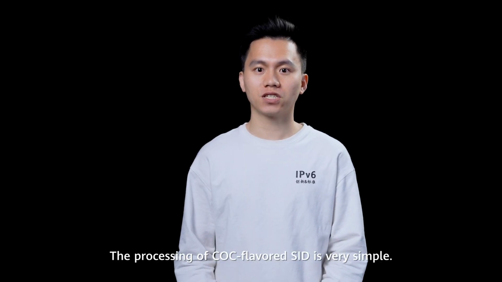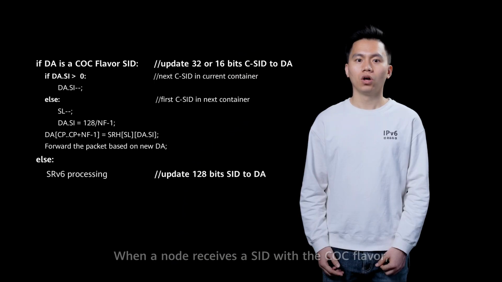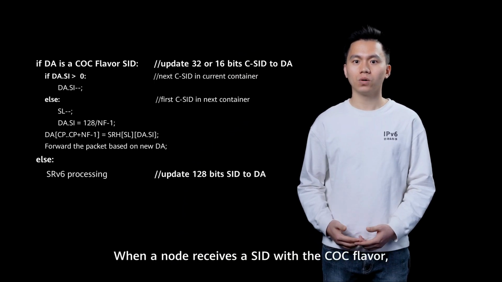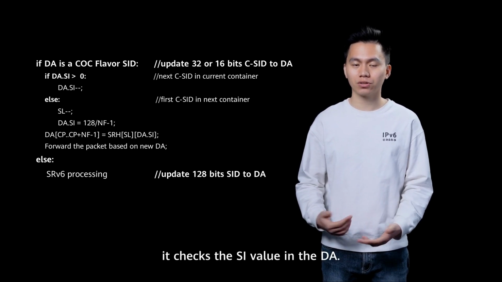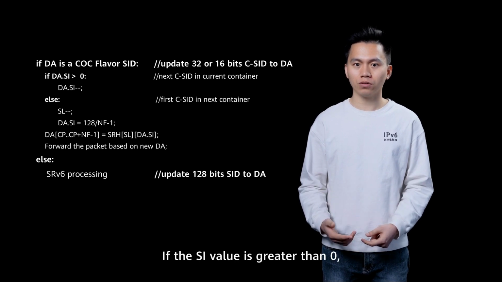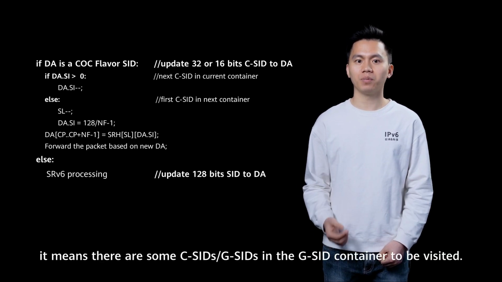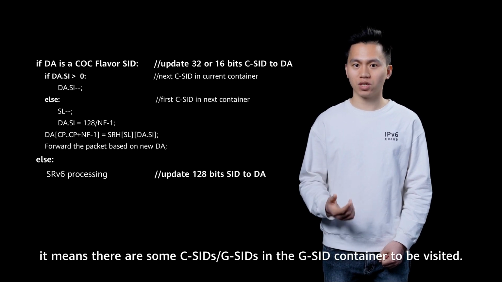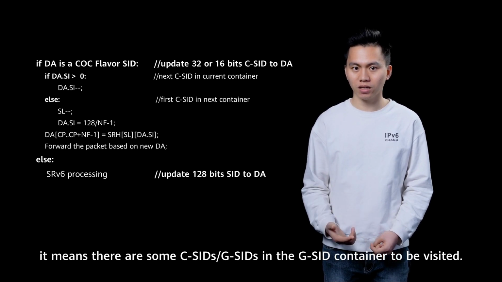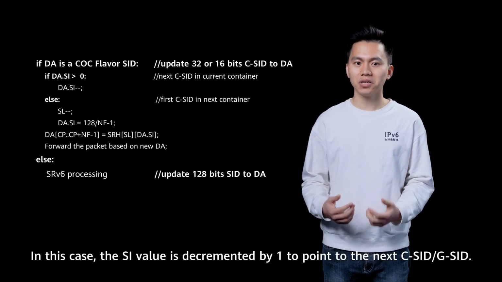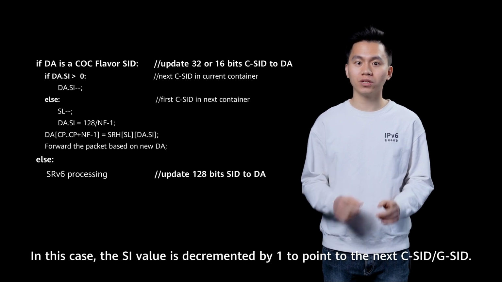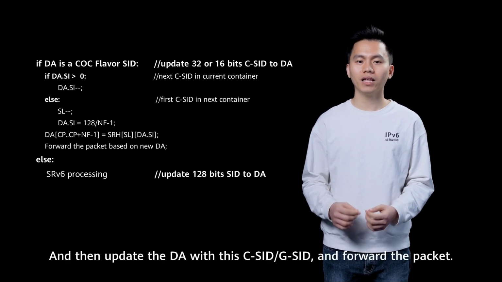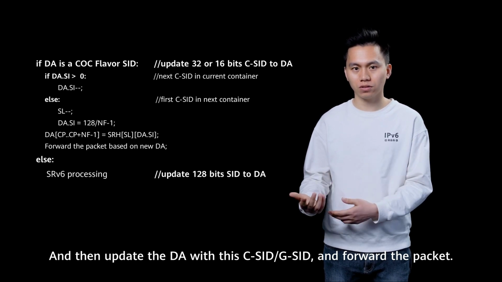The processing of a flavored SID is very simple. When a node receives a SID with a COC flavor, it checks the SI value in the destination address. If the SI value is greater than 0, it means that there are some C-SIDs in the G-SRv6 container to be visited. So in this case, the SI value is decremented by 1 to point to the next SID, and then the DA is updated with this SID and the packet is forwarded.